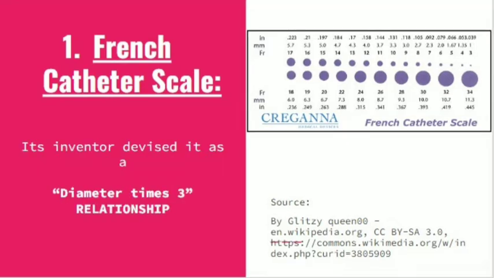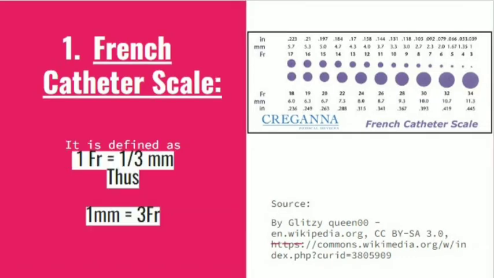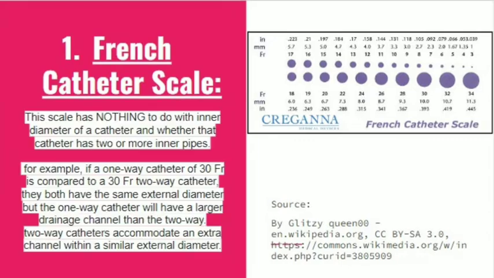Its inventor, Mr. Charrier, devised it as a diameter times 3 relationship. Therefore, its formula is 1 FR is equal to 1 divided by 3 millimeter. 1 French gauge is 1/3 of a millimeter. Thus, to get the value in millimeters, 1 millimeter will be equal to 3 times the French gauge.